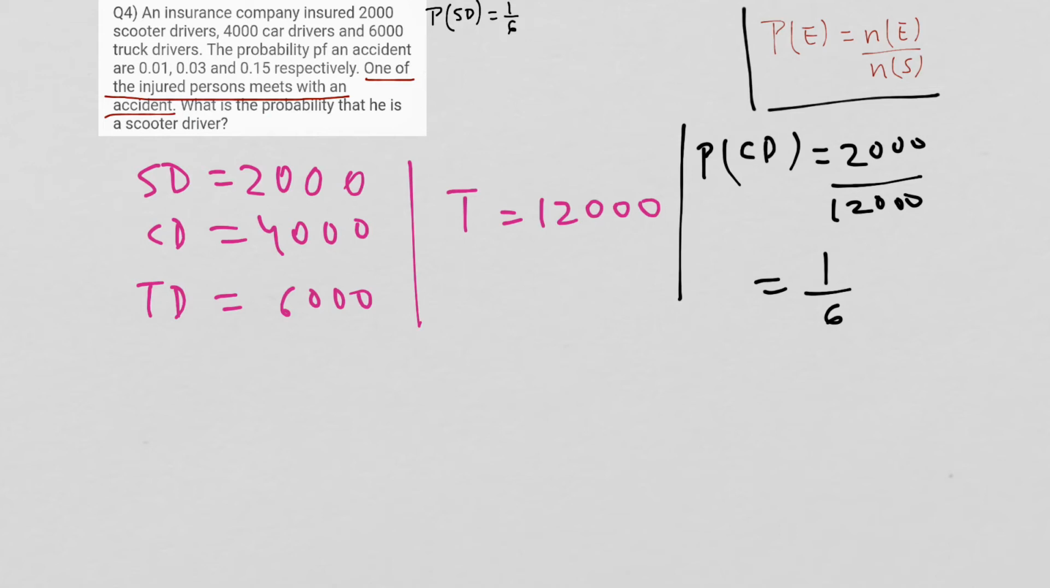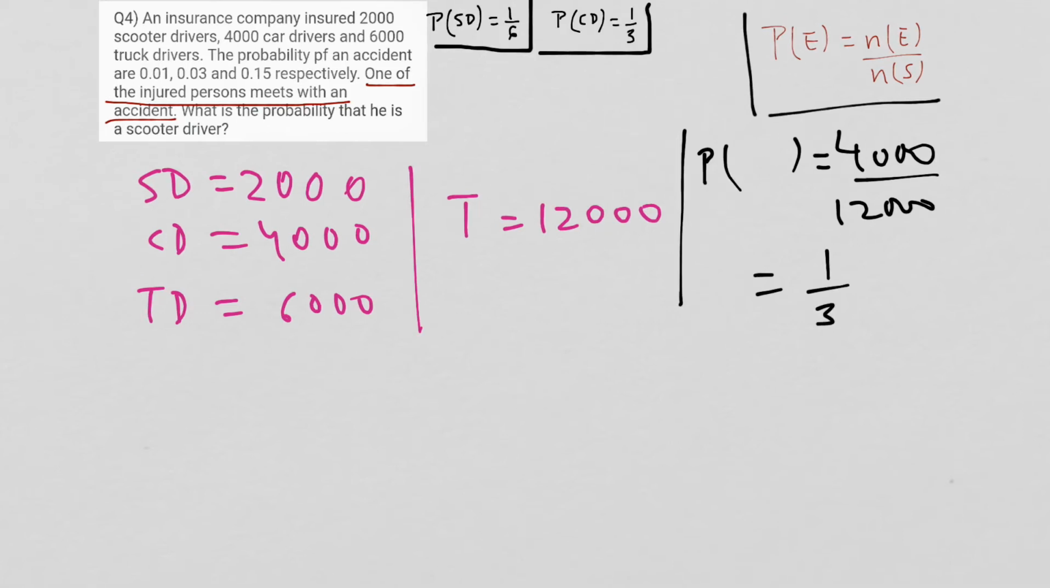is 4,000 by 12,000, which is equal to 1 by 3. And that he is a truck driver, it is 6,000 by 12,000.